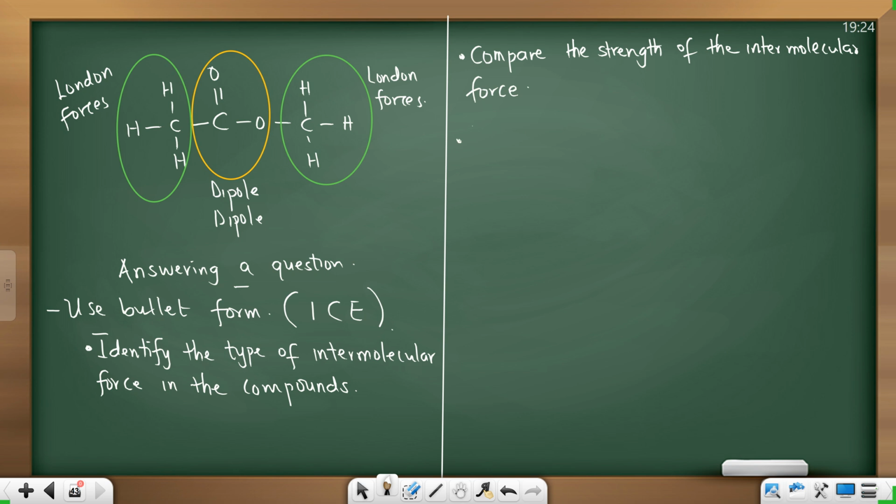Number three, talk about the energy required to overcome the intermolecular forces. Don't say break. We only break relationships, not intermolecular forces. And these are not relationships.